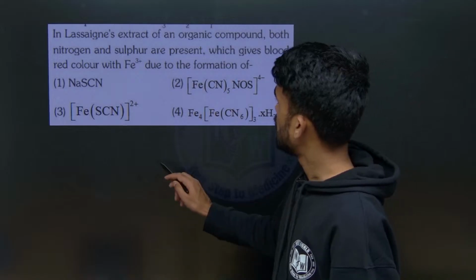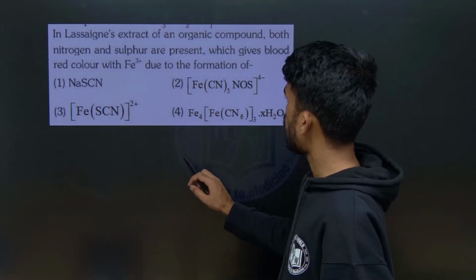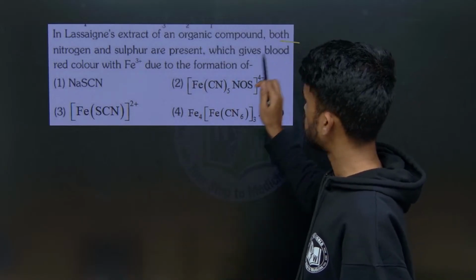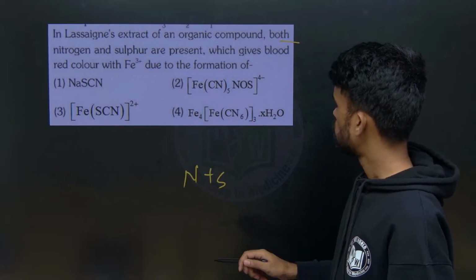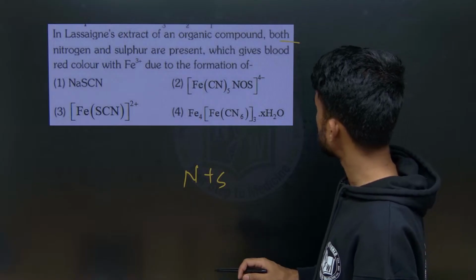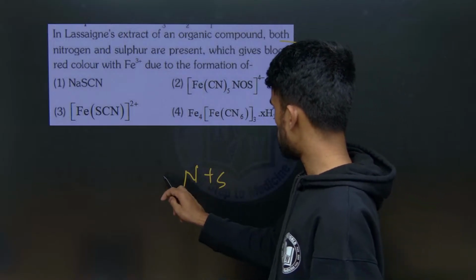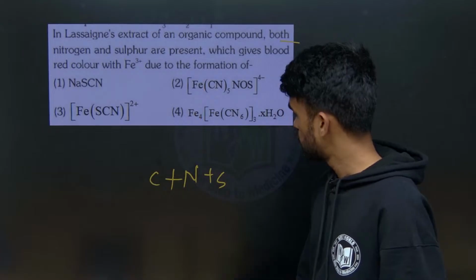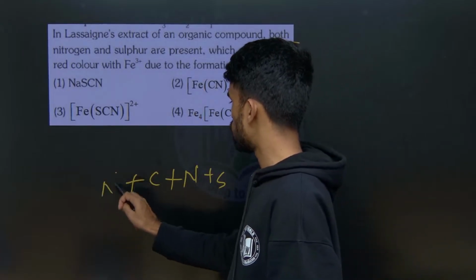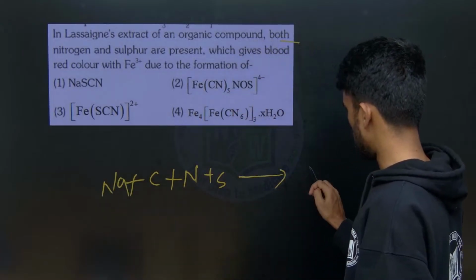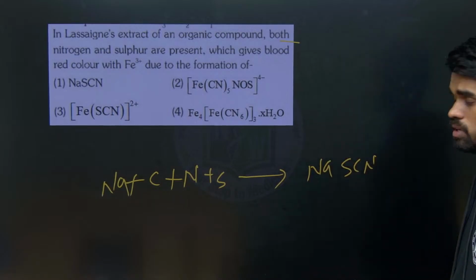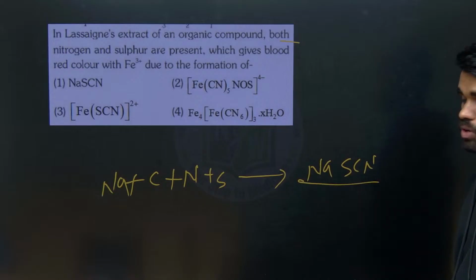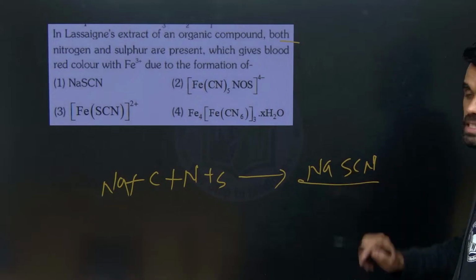Next, Lassaigne's test. Here an organic compound containing both nitrogen and sulfur is present. Whenever we are treating this, an organic compound means carbon will also be contained, no? So whenever treating this with sodium, we will get NaSCN. This one is formed. This is an ionic compound, so Na plus and SCN minus will be there.